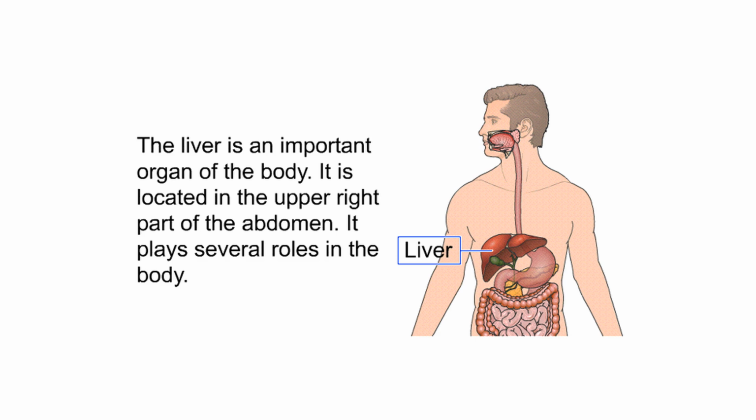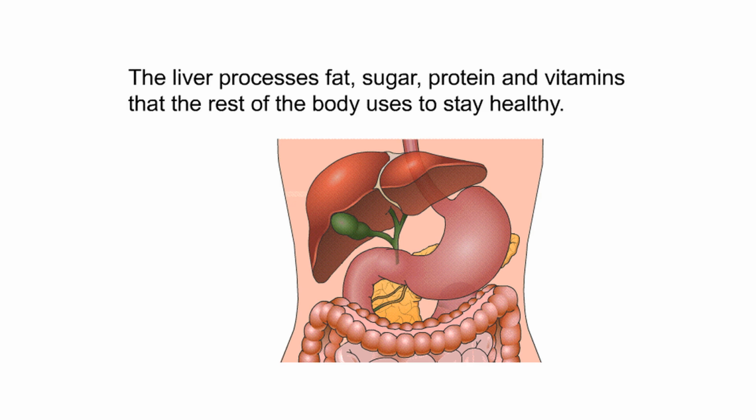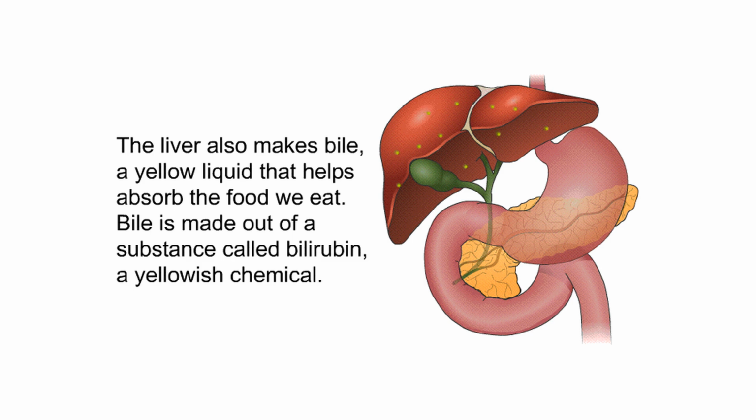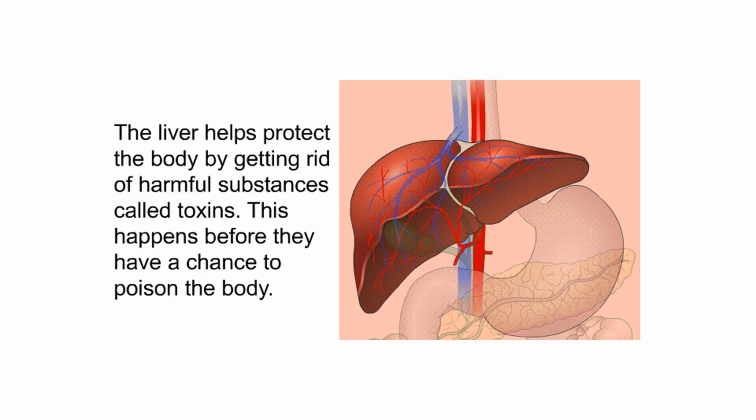The liver. The liver is an important organ of the body. It is located in the upper right part of the abdomen. It plays several roles in the body. The liver processes fat, sugar, protein, and vitamins that the rest of the body uses to stay healthy. The liver also makes bile, a yellow liquid that helps absorb the food we eat. Bile is made out of a substance called bilirubin, a yellowish chemical. The liver helps protect the body by getting rid of harmful substances called toxins. This happens before they have a chance to poison the body.